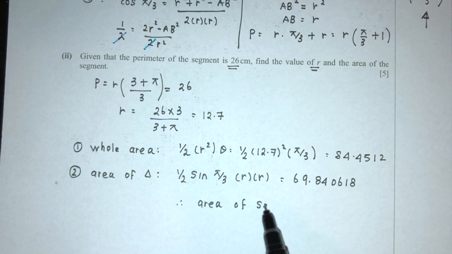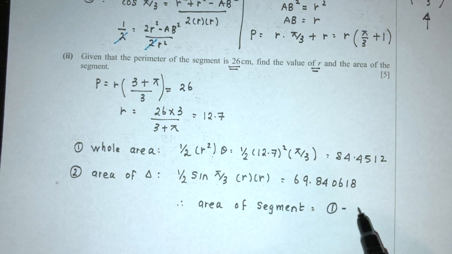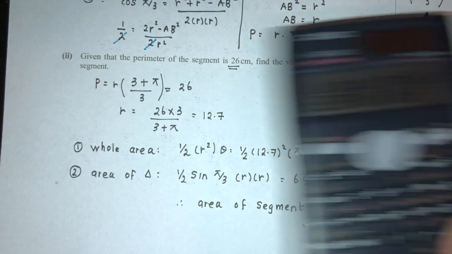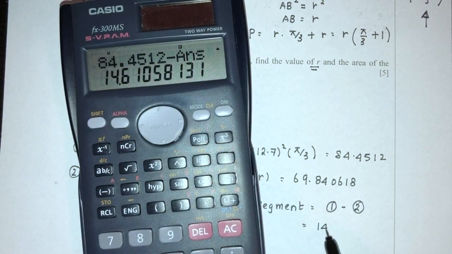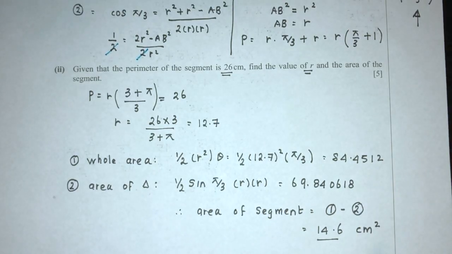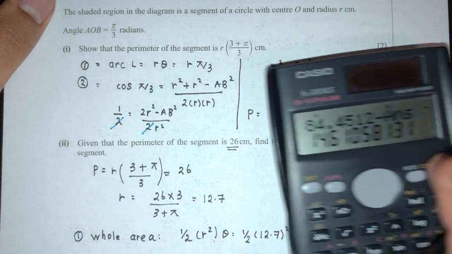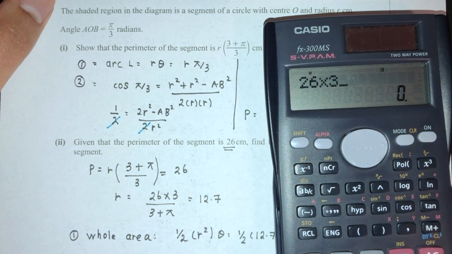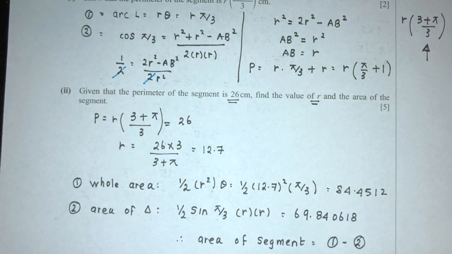So finally, the area of the segment will be number 1 minus number 2. So 84.4512 minus the answer, that will be 14.6. That will be in centimeters squared. Okay, so that will be your answer for part 2 of this question. Let's first double check if this is right. So that will be 26 times 3 divided by 3 plus pi. Yep, seems to be okay. That is your answer for question number 6.